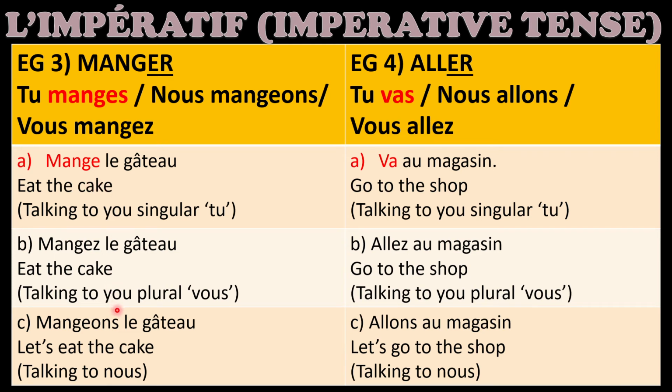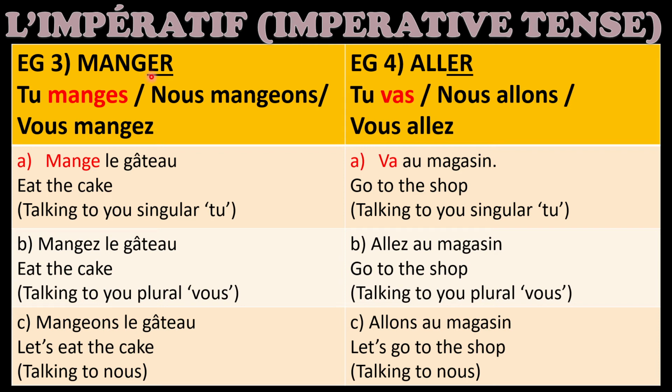The other two forms will follow the same rules as the present. So it's only for the tu form that you are deleting the S. Now, did you hear me when I said all verbs ending with ER drop the last S in the tu form in the imperative? I did not say ER verbs.